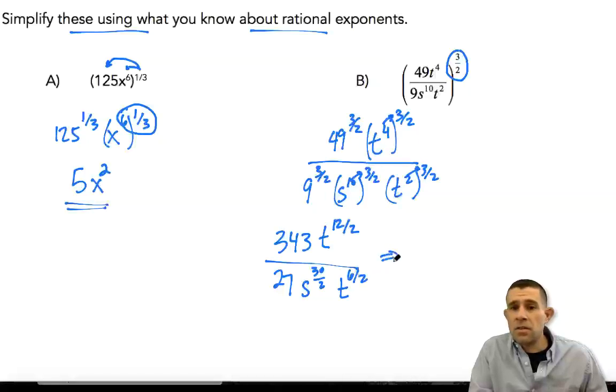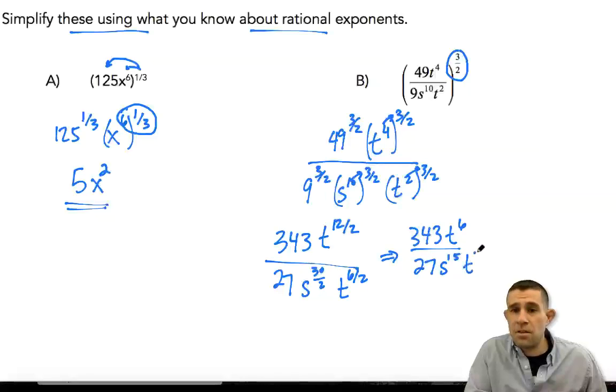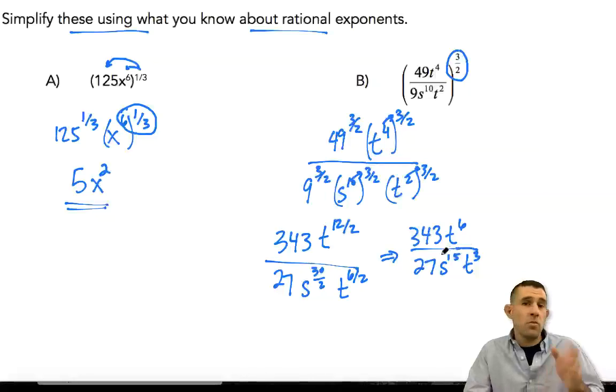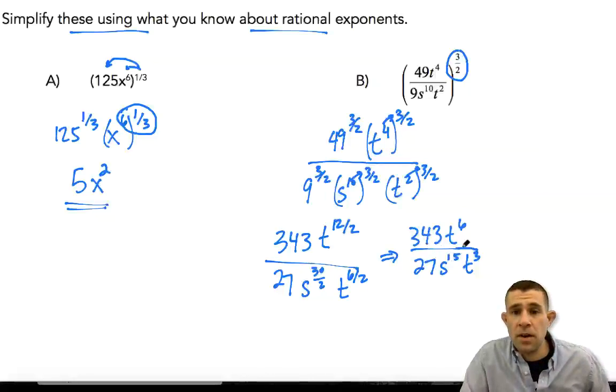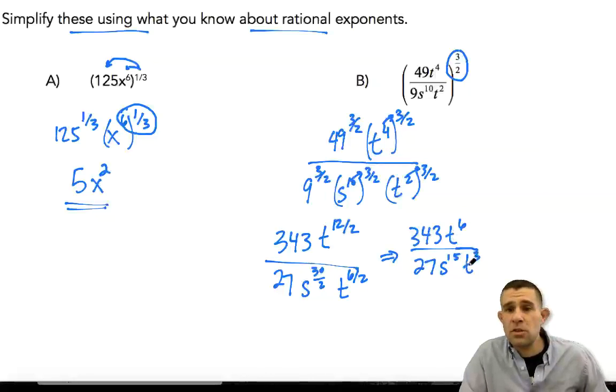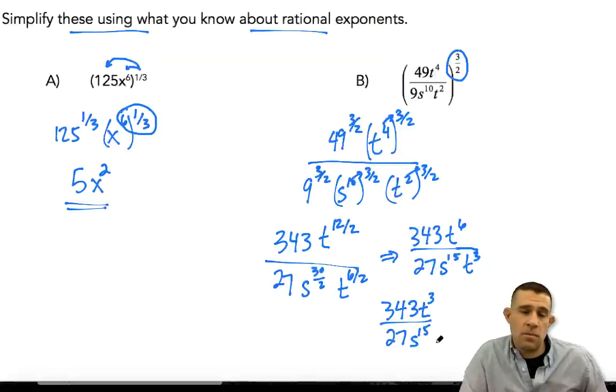And now let's simplify one final time. That gives us 343 t to the 6 divided by 27 s to the 15th t to the 3rd. And I guess there's actually one more final step we can take in simplifying, because we have t to the 6 on top and t cubed on the bottom. So our final should be 343 t cubed in the numerator divided by 27 s to the 15th power in the denominator. And there you have it.